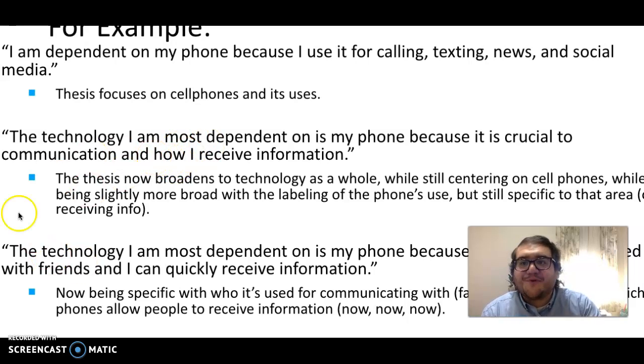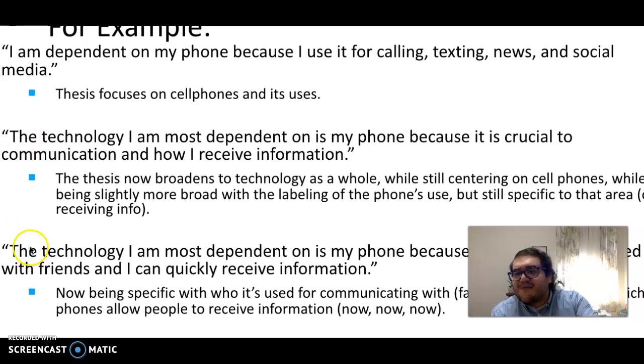Let's look at the second example. The technology I am most dependent on is my phone because it is crucial to communication and how I receive information. With the reasons, it's starting to broaden out now, and we're also broadening out in the claim as well. We're not focusing just on cell phones, we're focusing on technology, but highlighting that the one I depend on the most is cell phones. So because this thesis statement includes elements of technology that aren't regarding cell phones, you have a little bit more leeway to include other subjects besides cell phone usage.